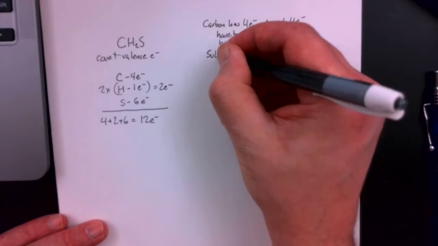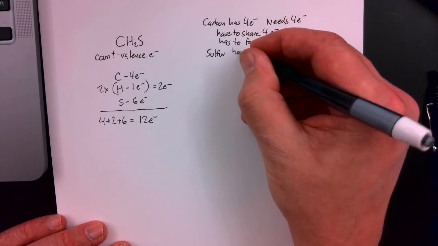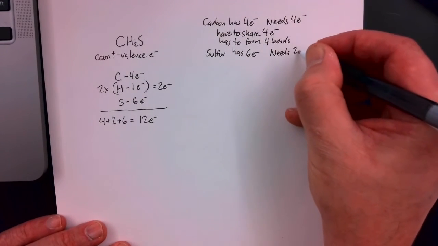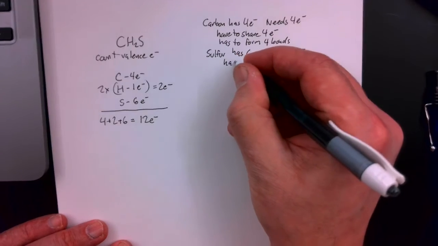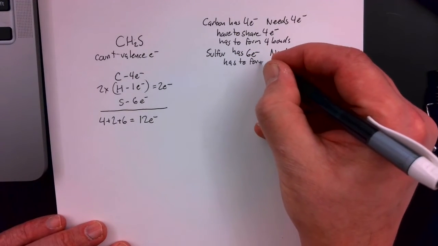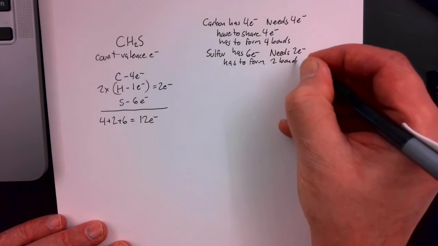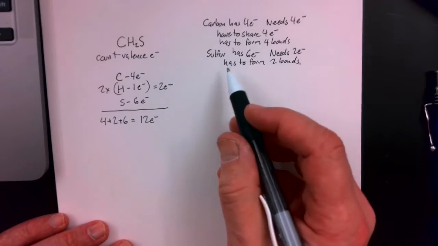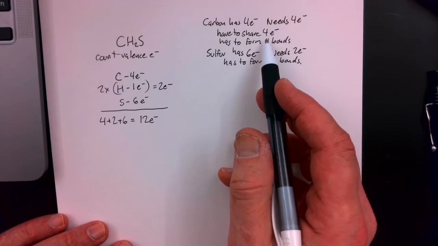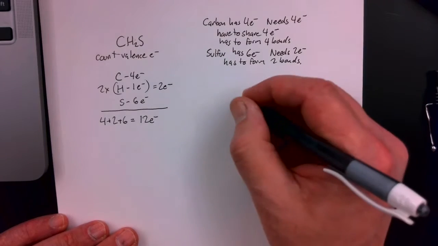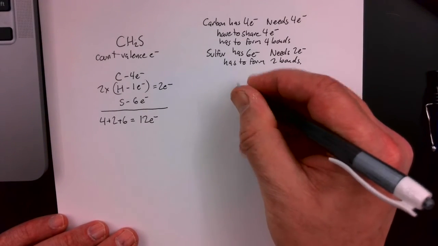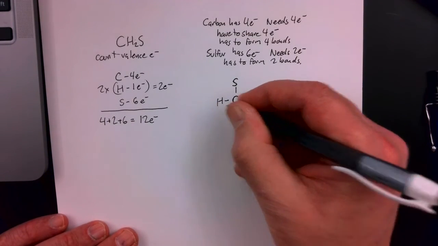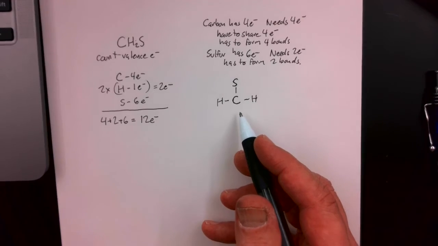Sulfur, we can do that same sort of analysis for. Sulfur has 6 electrons, so therefore it only needs 2 electrons. And therefore, it only has to form 2 bonds, okay? So if we look at this, we're going to put carbon in the middle because carbon needs the most bonds, okay? So let's try this. We'll put carbon in the middle. We'll put sulfur around it. And we'll put hydrogen around it. And we'll put hydrogen around it. And here's our skeleton, okay?